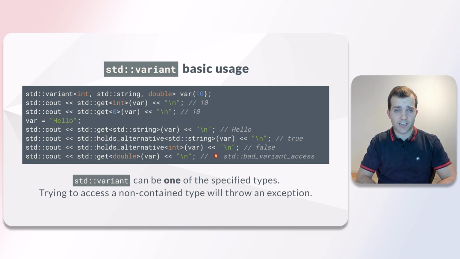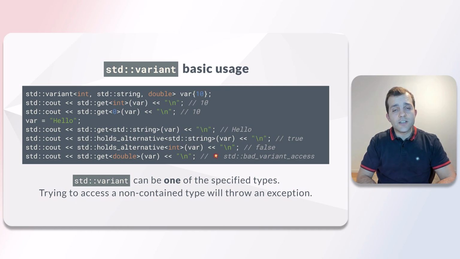Assume a variant that can store an integer, a string, or a double. First, we initialize it with an integer. Then we ask to get an integer from it and get the corresponding value. Instead of the type, we may also provide the index of the type we want to get. Similarly, if we set the variant to be a string and ask to get a string, we will now get the value of the string we set.